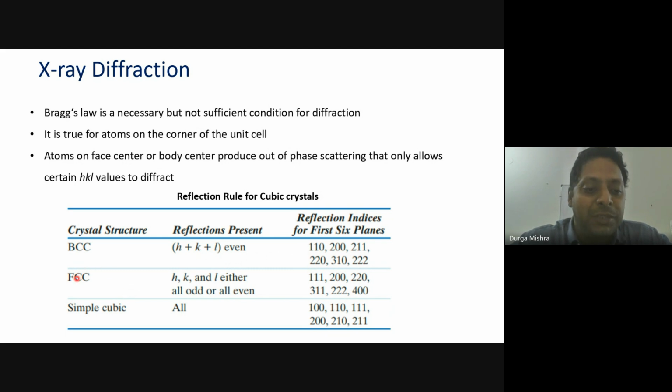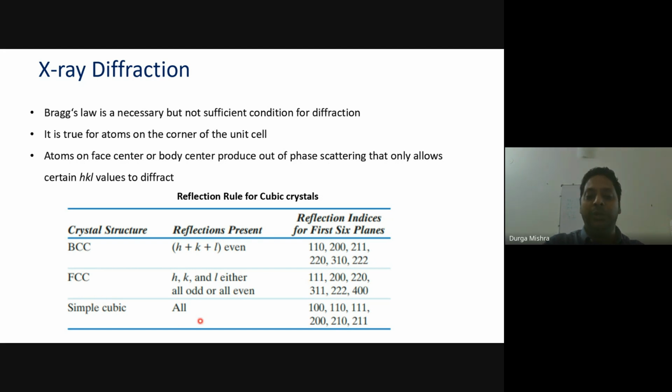But that rule changes for FCC. For FCC, the h, k, and l values are either all odd or all even. That is only what you will see. So Bragg's condition has to be satisfied, plus the hkl values should be either all odd or all even. That gives rise to only certain planes, Miller indices, which you can observe in an FCC crystal: 111, 200, 220, and so on. So this is an additional rule you have to remember. This is for cubic crystals. You will also have similar rules for other crystals as well.